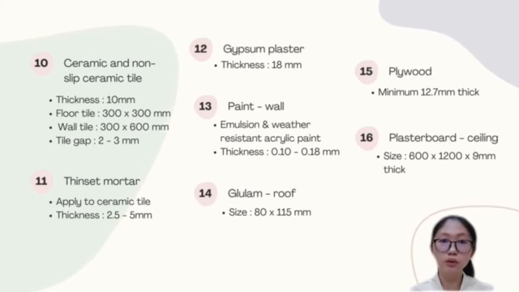In plastering work, the gypsum plaster is applied 18 mm thick. On the other hand, the emulsion paint and the weather-resistant acrylic paint are 0.1 to 0.18 mm thick. Furthermore, the size of one rectangular roulant is about 18 x 115 mm, and the plasterboard is 600 x 1200 x 9 mm thick.